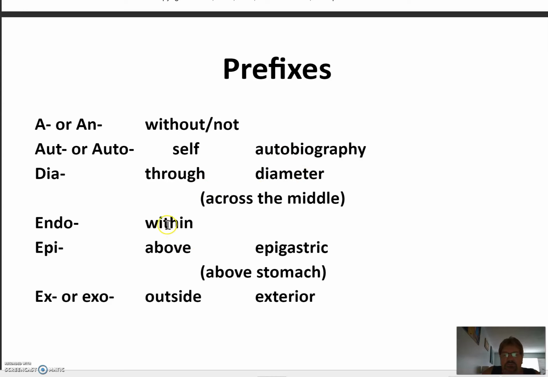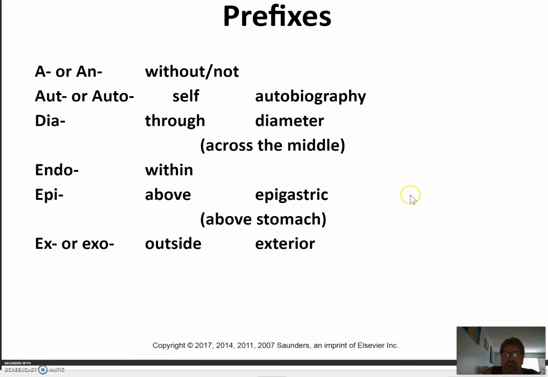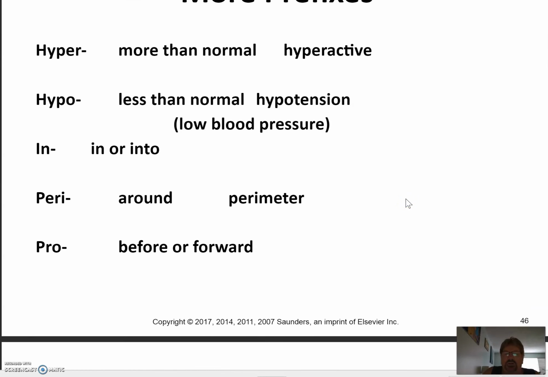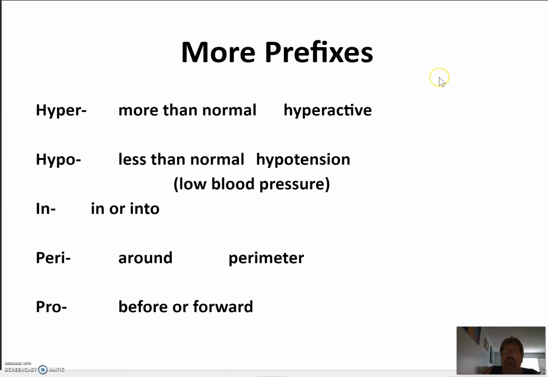Endo means within. Epi means above. We talked about that. Ex or exo means outside, like exterior. Hyper means more than normal, like hyperactive, or hypertension, high blood pressure, higher than normal. Hypo means less. Hypotension, low blood pressure. Can you have low blood pressure? Oh yeah, definitely. It can be serious. These are super important. Learn them right now.